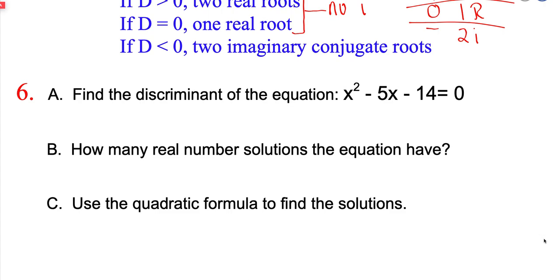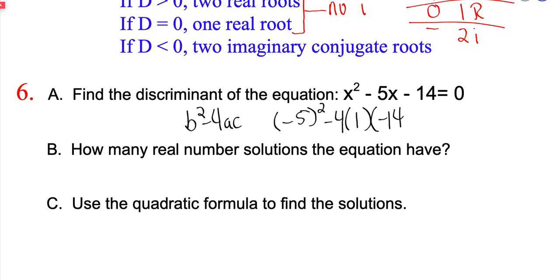Okay? So find the discriminant of the equation x squared minus 5x minus 14. Make sure it's in the right order. Okay? And then all we got to do is just b squared minus 4ac. We don't have to worry about the other stuff. So b is a negative 5 squared minus 4 times a times c. Whatever number this is, it's going to tell us what we're going to have for solutions. So this would be a 25, and this will be a positive. Okay, so 25 plus 56.